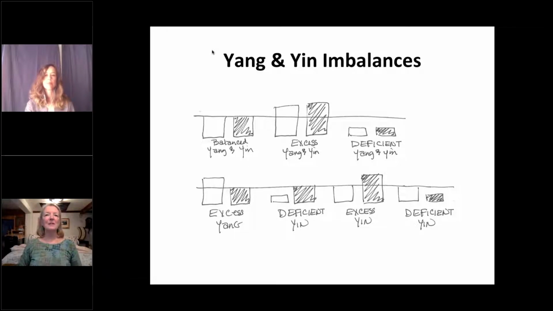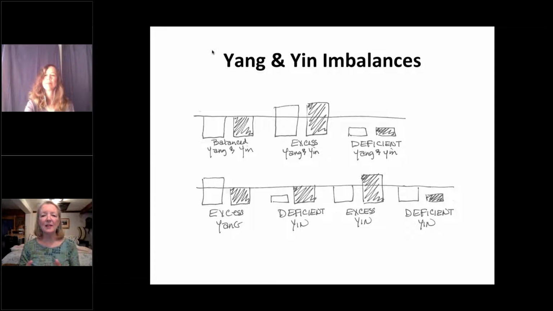Don't you love my artistic endeavor here? And your handout is a little different picture of this. I did this on purpose so you'd see 2 different ways of displaying this because some people relate to one more than others. On the left, you have the balanced yin and yang. So yin and yang are equal in the body. Next, we have excess. Both yin and yang are in excess, and that would be damp heat.